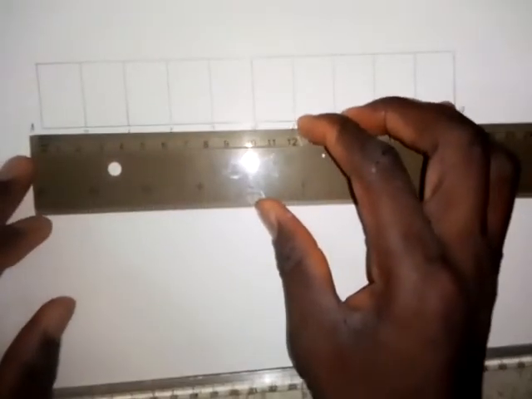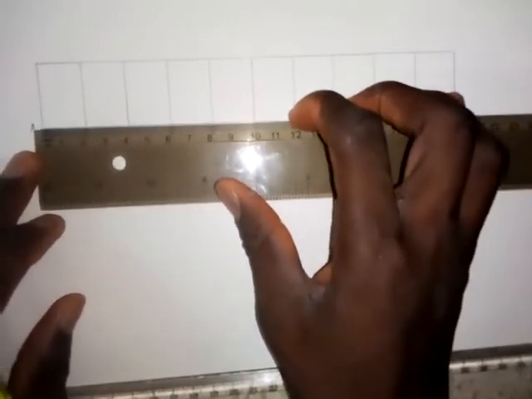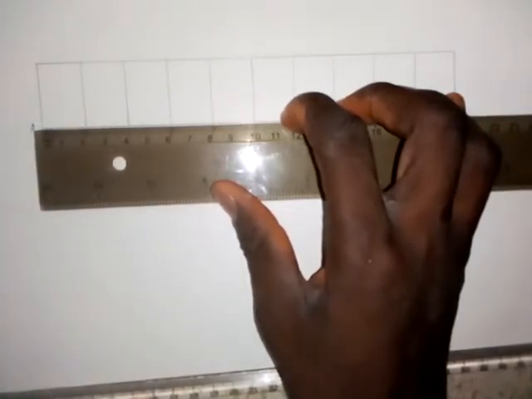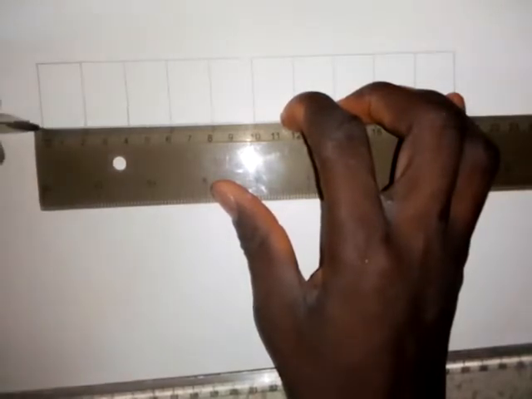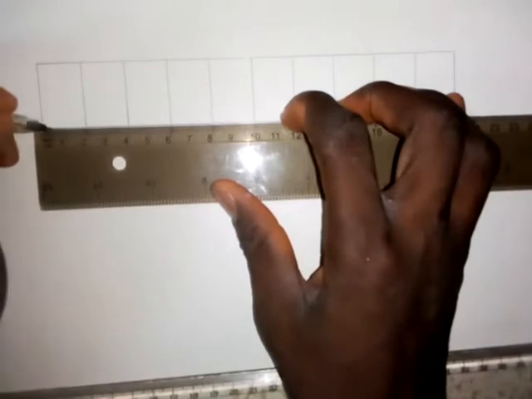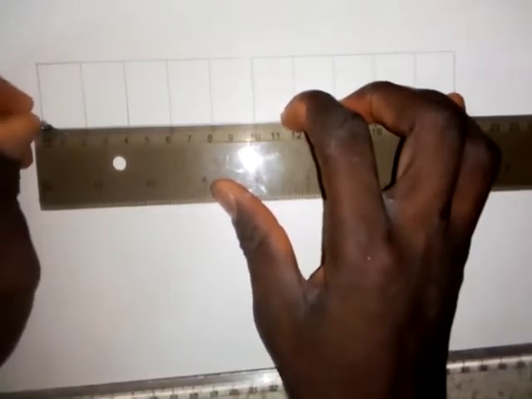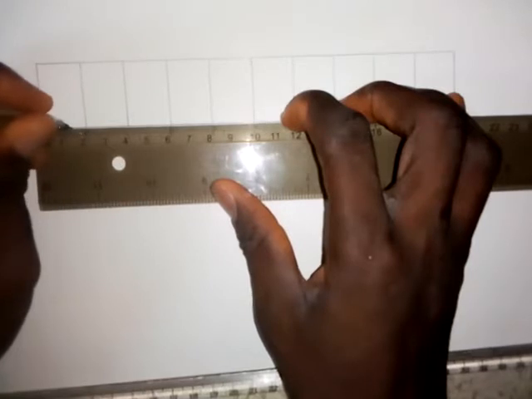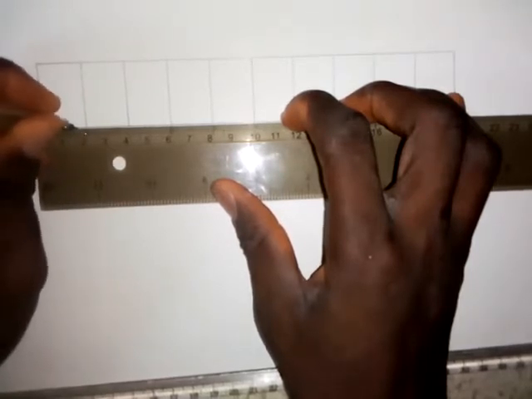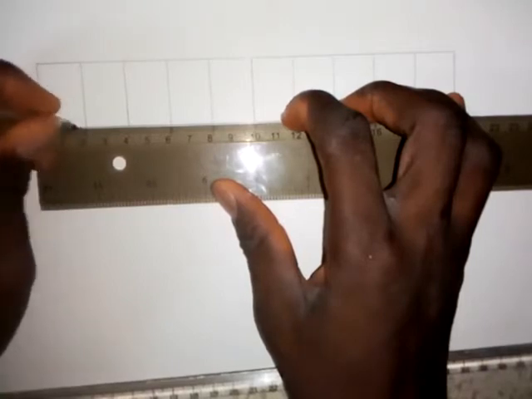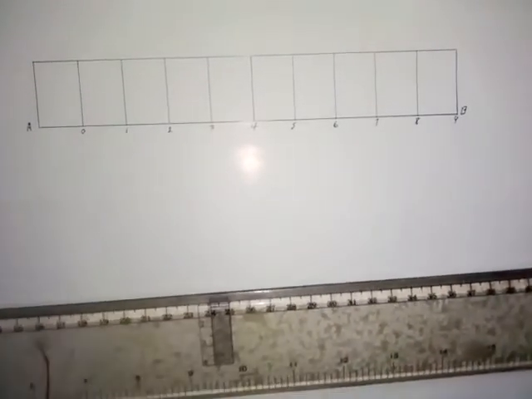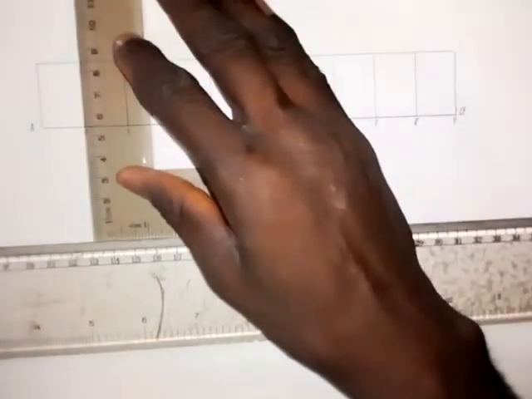Now we are going to divide the first division into 10 equal parts. Don't forget that each division is 2 centimeters. If we divide 2 centimeters by 10, that will be 0.2 centimeters. So here we have the first one. This is 2, 3, 4, 5, 6, 7, 8, and 9. So this one is 10. At each of these points, you draw a vertical line.